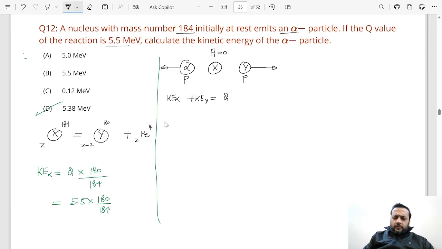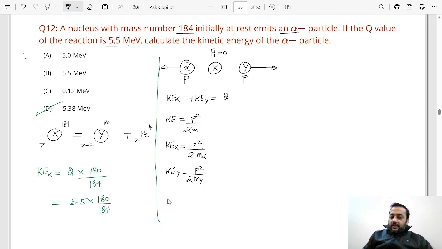All right, now look, there is one relation between kinetic energy and linear momentum: kinetic energy is p square by twice the mass. Remember, kinetic energy of any particle can be written as momentum square upon twice the mass. So if I ask you what is the kinetic energy of alpha particle, you will say that it is momentum of alpha particle square divided by twice into mass of alpha particle. Similarly, the kinetic energy of Y is p square upon twice the mass of Y.